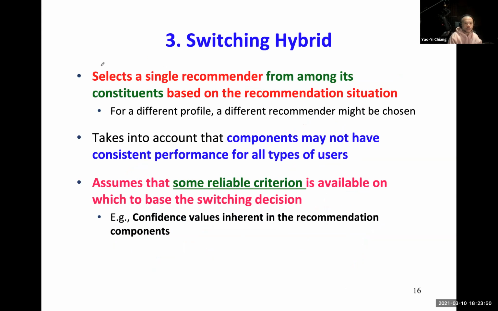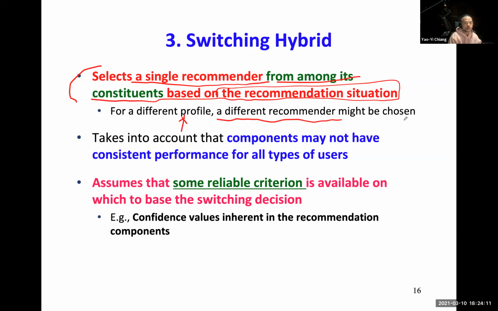All right, switching hybrid. In a switching hybrid, the system will select a single recommendation system from a large set of recommendation systems based on the situation for the recommendation. So for example, for a different user profile or item profile, they might choose a different recommendation system. This takes into account that the individual recommendation systems may not have consistent performance for all types of users or items. For example, we know that content-based systems work on all kinds of items, right?